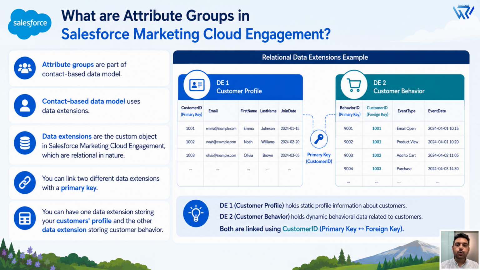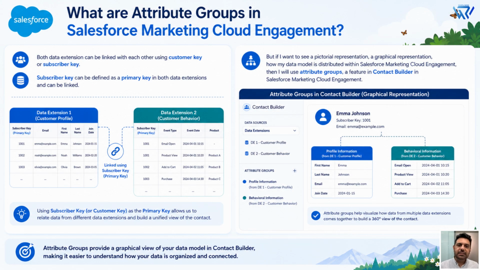You can link two different data extensions with a primary key. You can have one data extension storing your customer's profile and the other data extension storing customer behavior. Both data extensions can be linked with each other using customer key or subscriber key. Subscriber key can be defined as a primary key in both data extensions and can be linked.